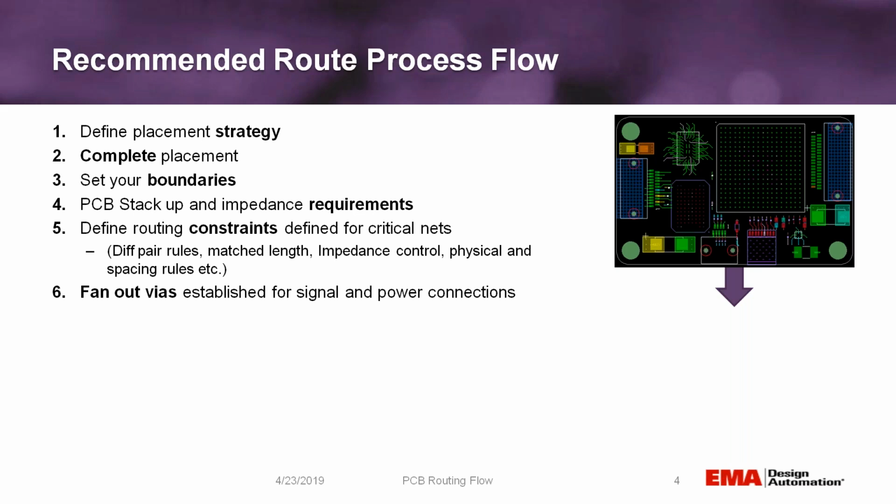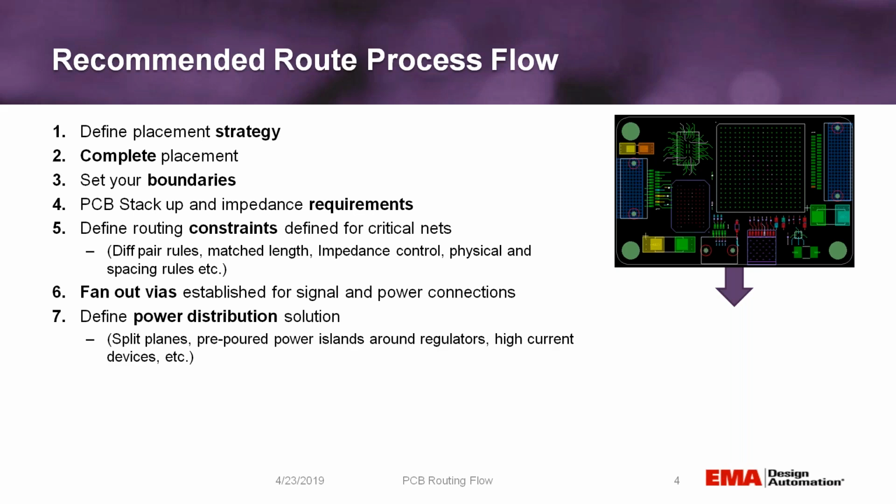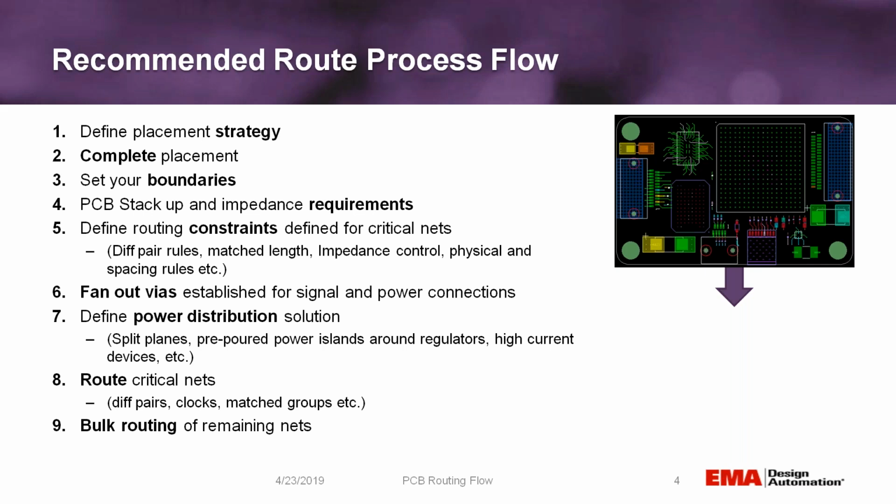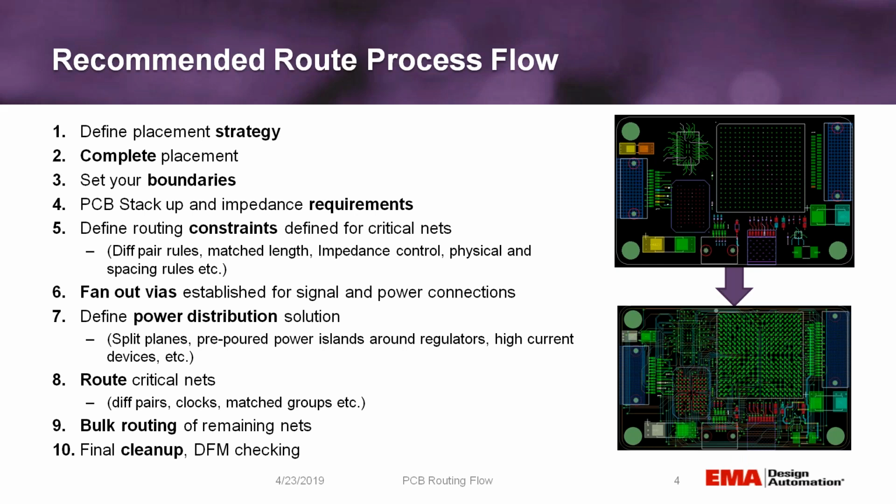Next step would be to generate fanouts for your signal and power connections, and then figure out your power distribution, how you're going to get power to all of the devices on the board. And this may include split planes or power islands and things of that sort. Then we would route critical nets, like our differential pairs or clocks or match groups, etc. And then from there, we would go off and do the bulk routing of the remaining nets. And then finally, we do cleanup. And we would have a finished board at the end.